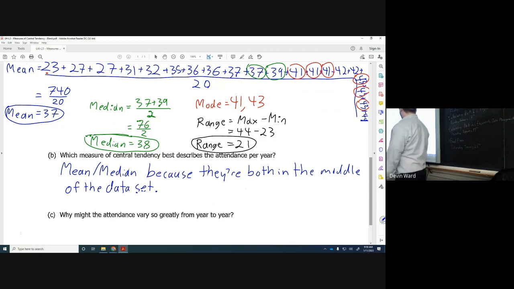Okay, and then why might attendance vary greatly from year to year? Well, it might be whatever's at the fair. Like there might be different stands at the fair each year. Okay. So different.